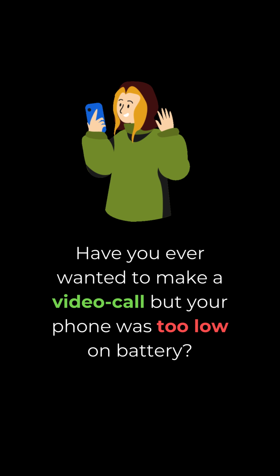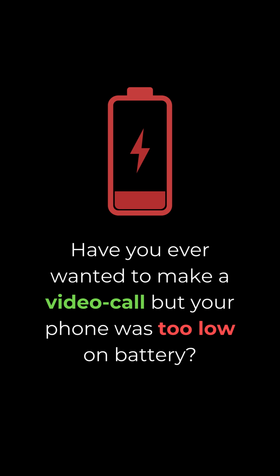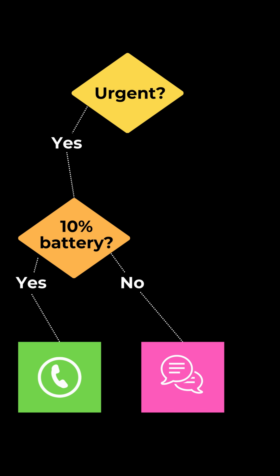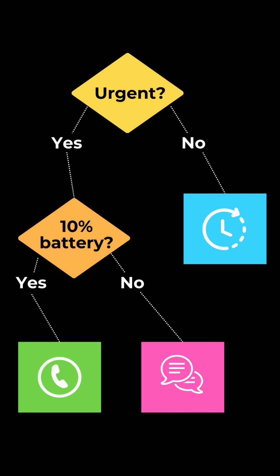Have you ever wanted to make a video call but your phone was too low on battery? What did you do in that case? If it was urgent, you probably fell back to an audio call. If the battery was too low for that, you might have just sent a text instead. If it wasn't urgent, you might have just waited until your phone was charged.